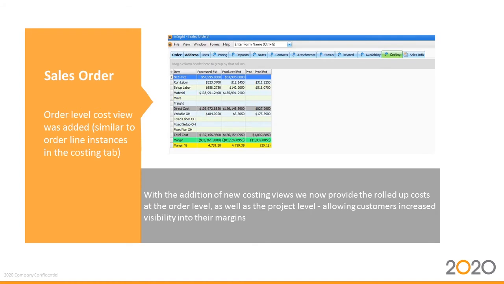In addition, in sales orders, with the addition of new costing views, we now provide cost roll-ups at the order level as well as at the project level. So this gives you increased visibility into your margins. So you see this all rolls up here in the highlighted area.